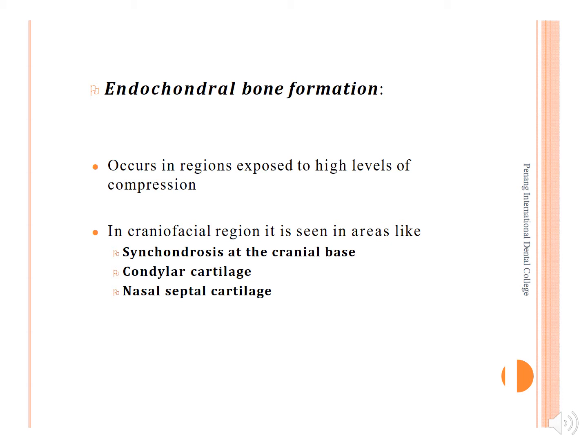Endochondral bone formation occurs in regions exposed to high levels of compression. For example, in areas like synchondrosis at the cranial base, condylar cartilage, and nasal septum cartilage.